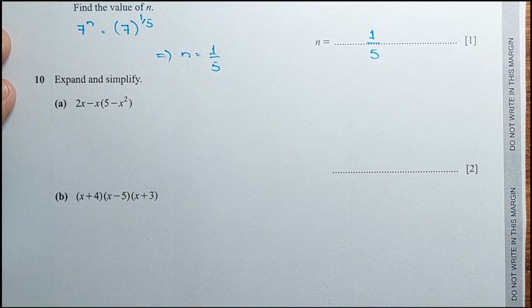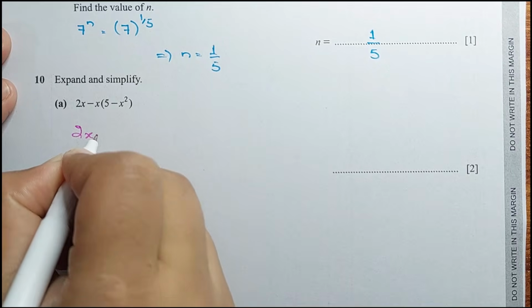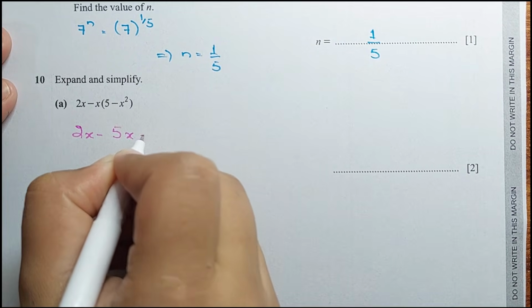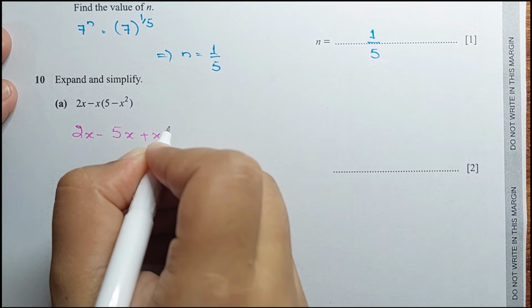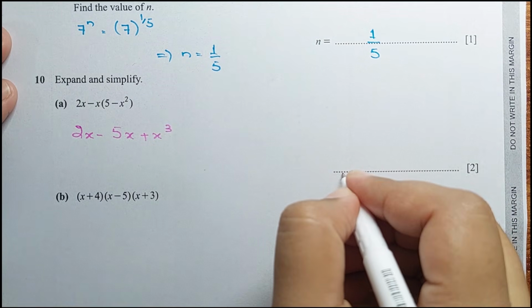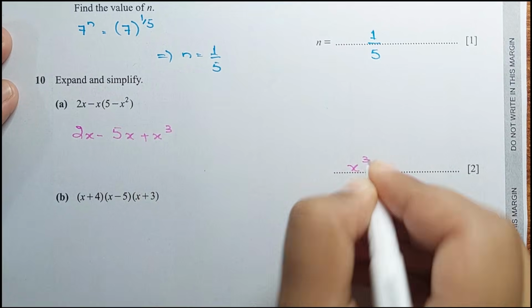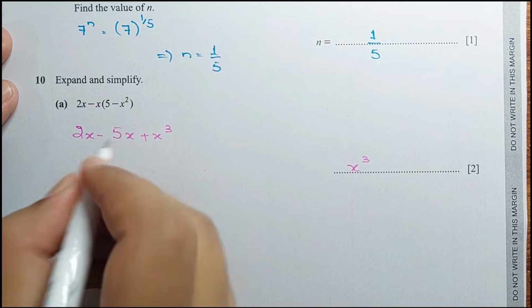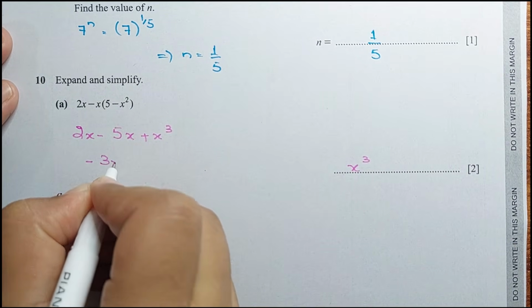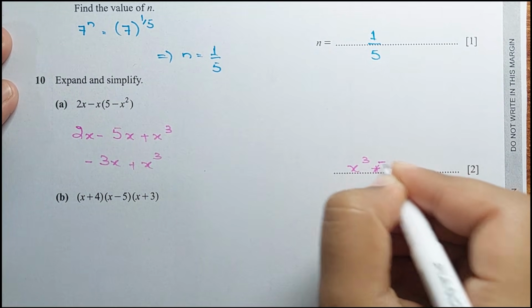Question number 10, we need to expand and simplify. Part A, 2x minus 5x plus x to the power 3. So when we arrange it, the simplified answer is x cube, and 2 minus 5 is minus 3x, plus x cube. Sorry, minus 3x.